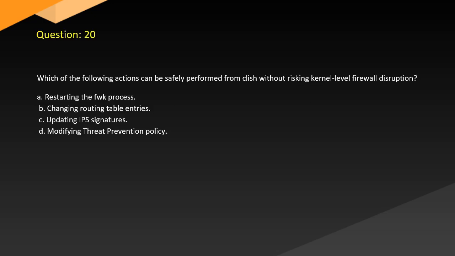Question 20. Which of the following actions can be safely performed from CLISH without risking kernel-level firewall disruption? A. Restarting the daemon. B. Changing routing table entries. C. Updating IPS signatures. D. Modifying threat prevention policy.